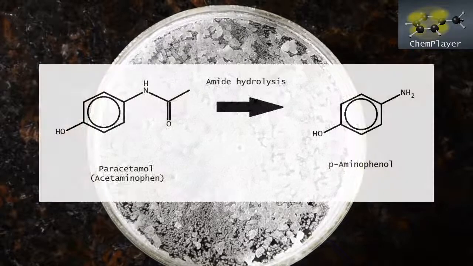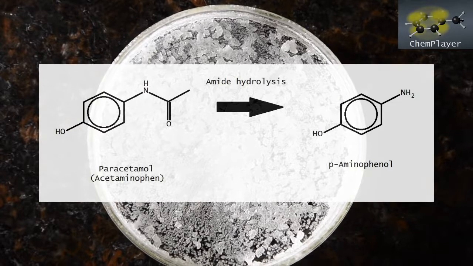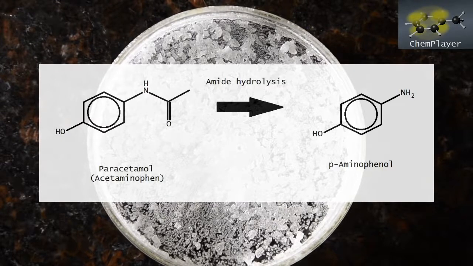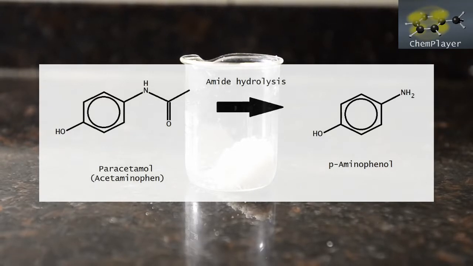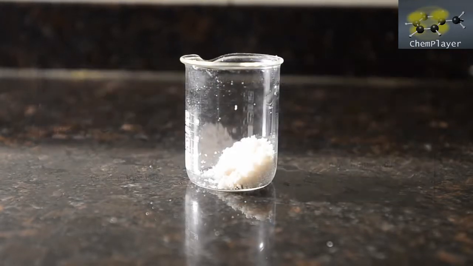Paracetamol is an amide as you can see from the structure here. An acetyl group joined onto a para-aminophenol molecule. Today we're going to try out an amide hydrolysis and see if we can make and purify para-aminophenol. Hydrolysis can be done under either basic or acid conditions, but first of all let's try using the alkali process.